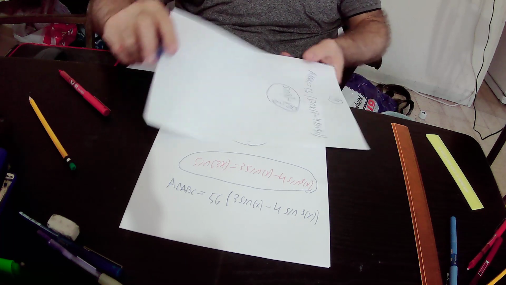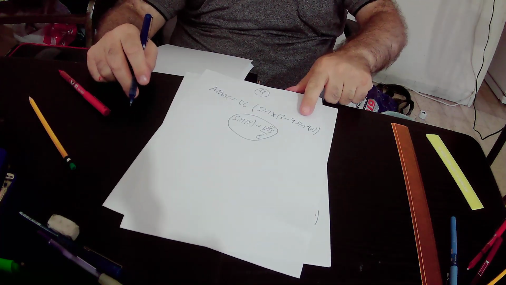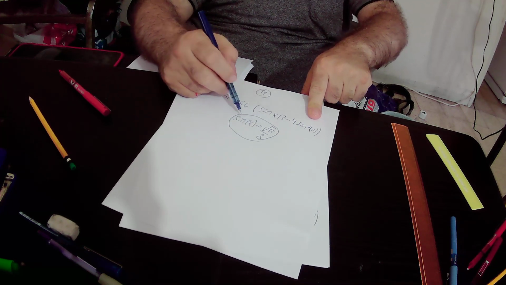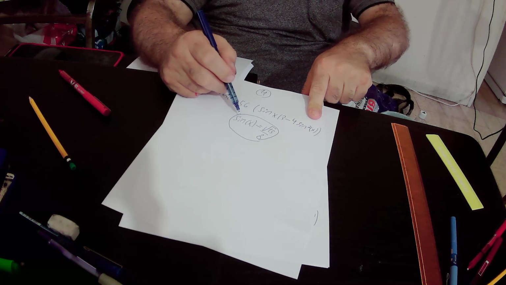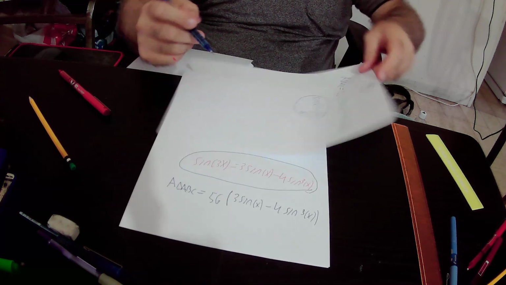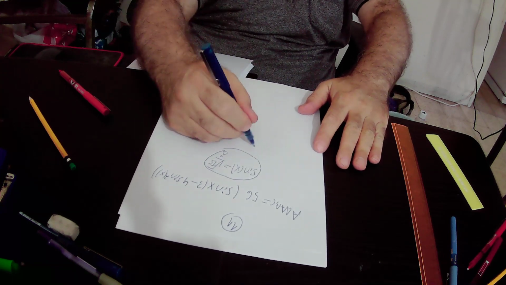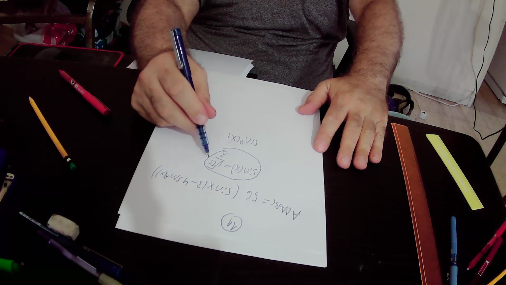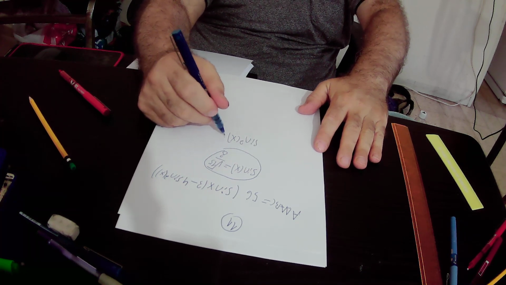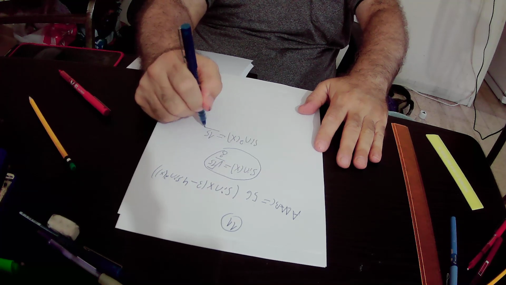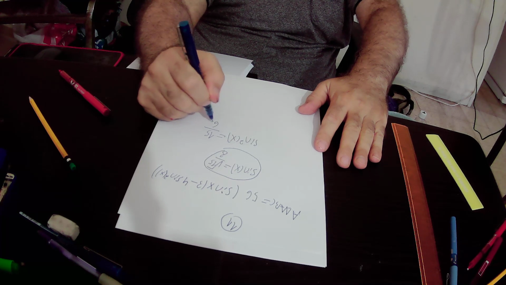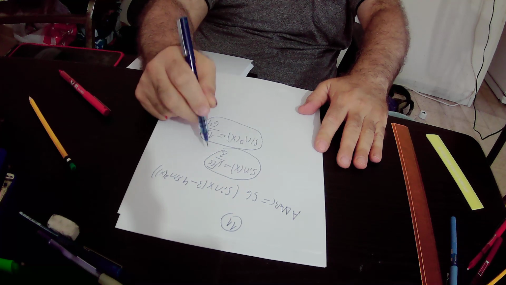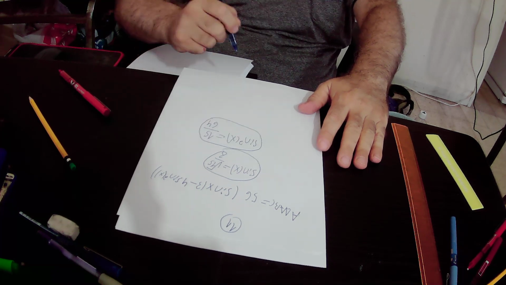But here we have 4 minus 4 sine square x. So we will square this equality in order to find out the value of sine square x. Okay, so the value of sine square x equals root 15 square is 15, and 8 square is 64. So we got the value of sine square x is equal to 15 over 64.